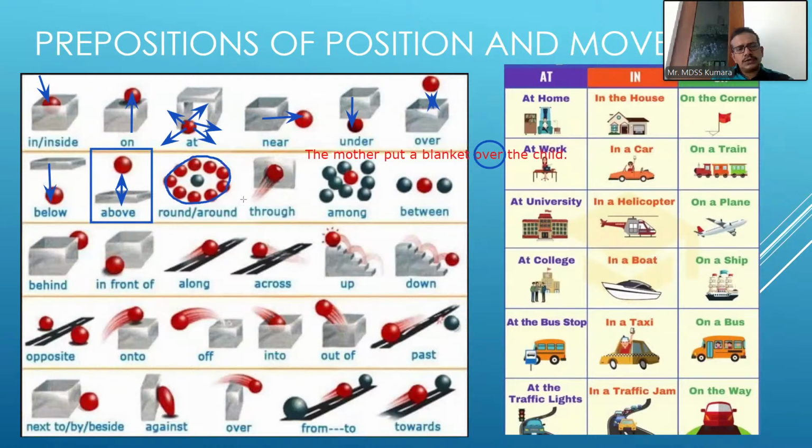So this is a sort of movement through an arc, or when there are things rising from both sides, you can use through. Next one is among. When there are a lot of things around, you use the preposition among. When there are only two things around, we use the preposition between.